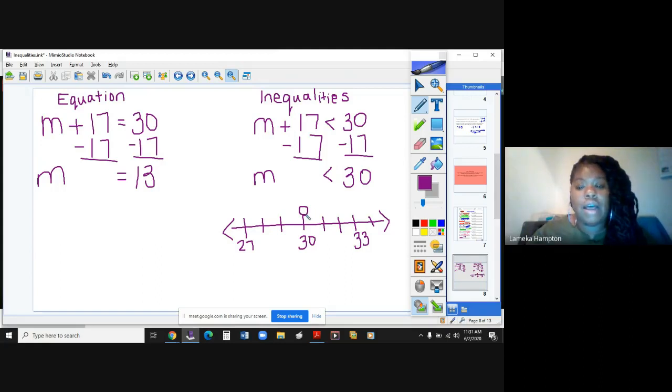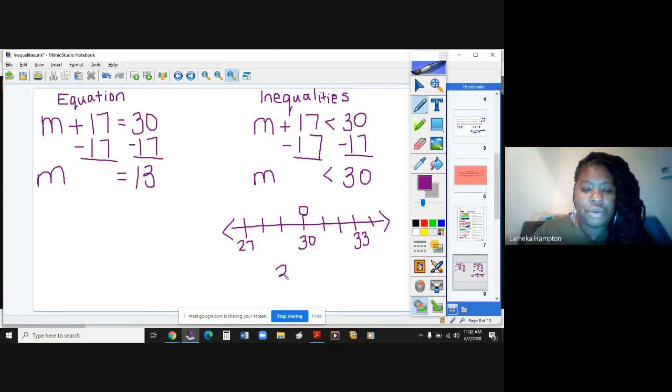Again, the reason why I have an open circle over 30 is simply because this lets me know that 30 is not a part of the solution. Now, to determine which way my line goes, does it go left or does it go right? What I need to do is pick a number. I'll just go ahead and pick 33.